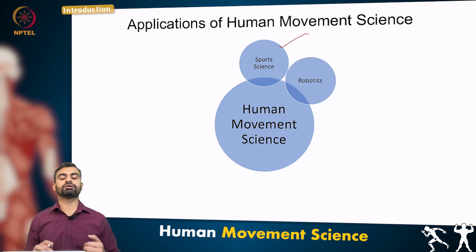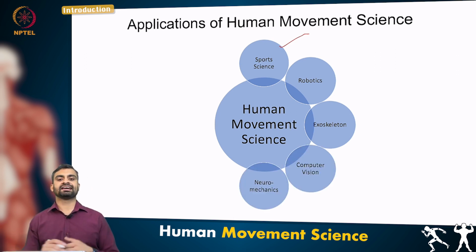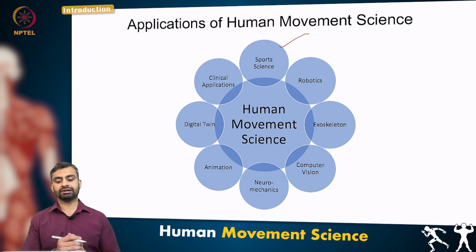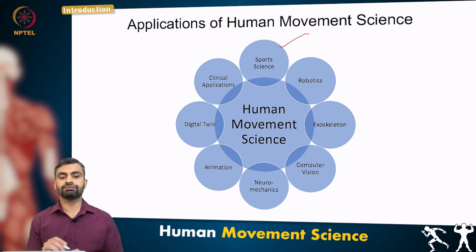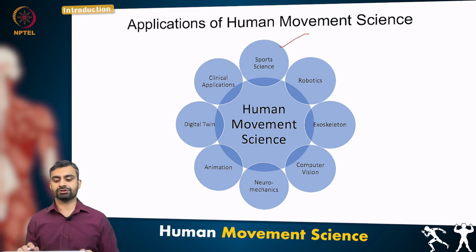It has application in robotics, followed by exoskeletons also, computer vision, neuromechanics, animation also, digital twin. We will cover these applications one by one. Last but not the least is the clinical application, which utilizes human movement science in extensive ways, particularly for surgical planning as well as the rehabilitation process also. Now let us look at these sub fields of application of human movement science one by one.